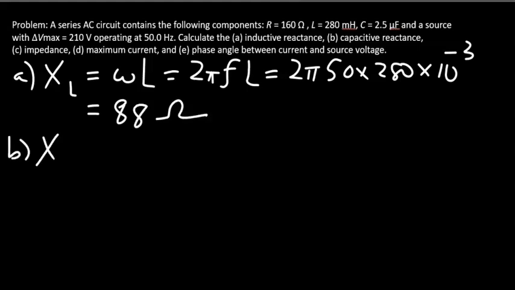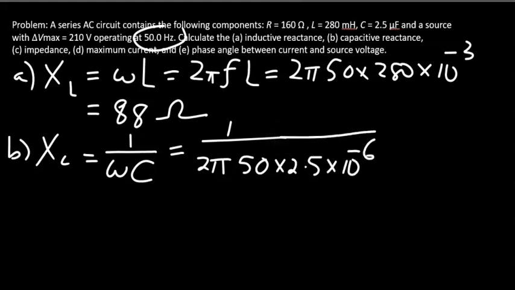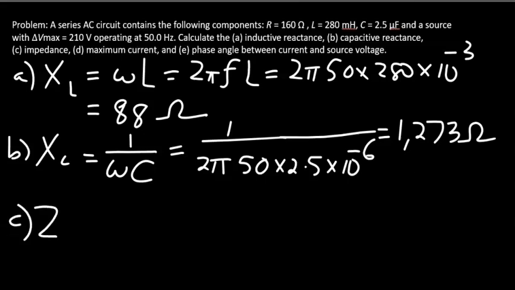Part B, X sub C, which is the capacitive reactance, and that is given as 1 over omega C. So 1 over 2 pi 50, 50 is the frequency in Hertz. Capacitance is 2.5 microfarad, so micro is 10 to the power minus 6 in order to convert that into farad, and you're going to get about 1,273 ohms.